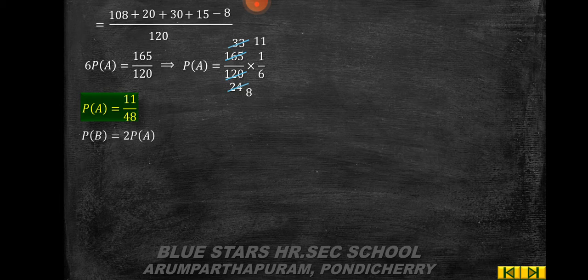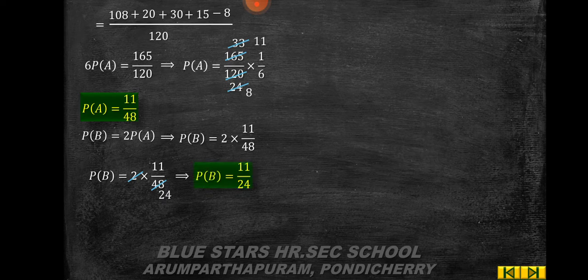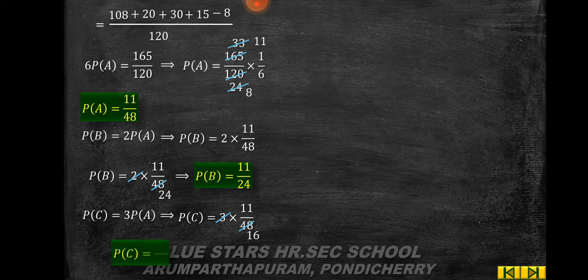Next, P of B is equal to 2 times P of A, which implies P of B is equal to 2 into 11 by 48. So P of B is equal to 4 and 48 gets cancelled 24 times. P of B is equal to 11 by 24. P of C is equal to 3 times P of A, which is equal to 3 into 11 by 48. So 3 and 48 gives 16 times. So P of C is equal to 11 by 16. That's all.